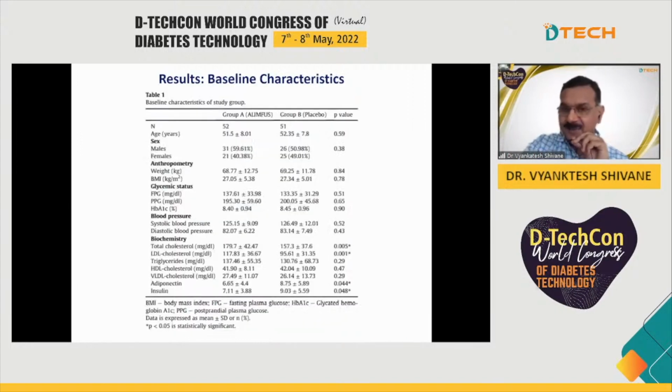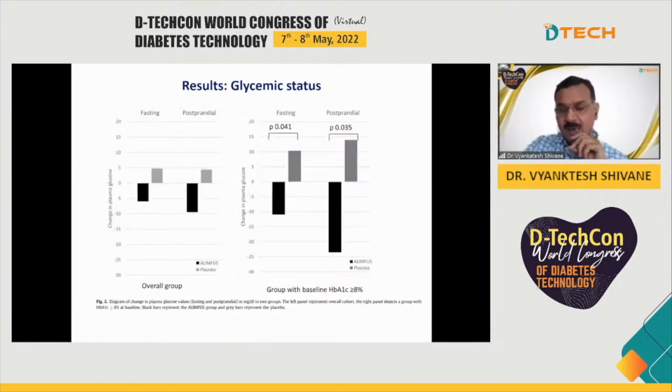You can see that the baseline parameters, including the age of the patients, the duration, the fasting blood sugar, and the HbA1c were fairly comparable. However, at baseline, the total cholesterol and LDL cholesterol were slightly high in the ALIMFUS group, and adiponectin and insulin levels were low in the ALIMFUS group. So at the end of the study, we noticed a reduction in fasting as well as postprandial blood sugar in the overall ALIMFUS group.